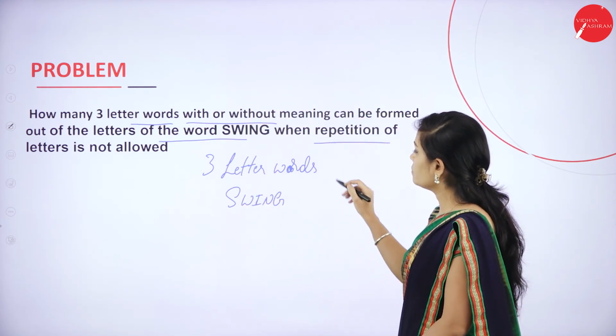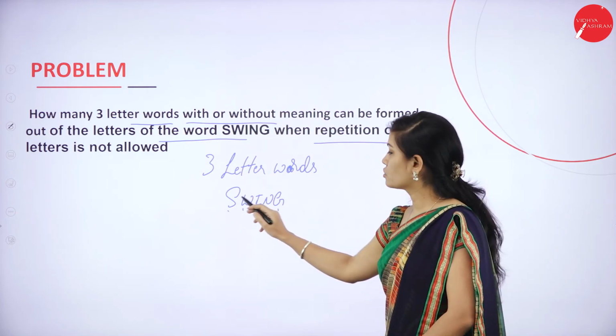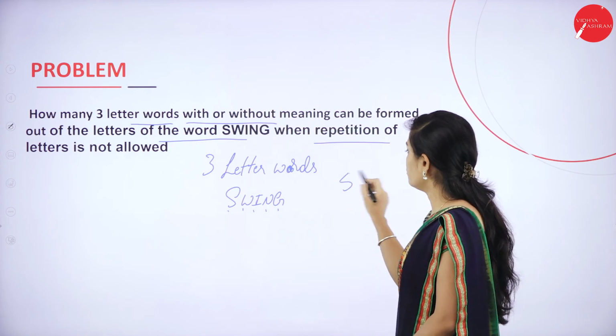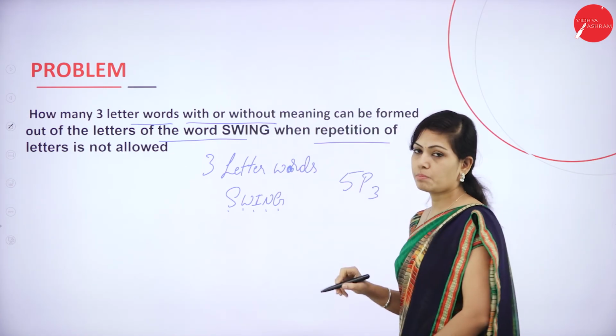So what is the answer? Totally we have 5 letters. So 1, 2, 3, 4, 5. So 5 letters and 3-letter words. So it is 5P3. Very simple concept.